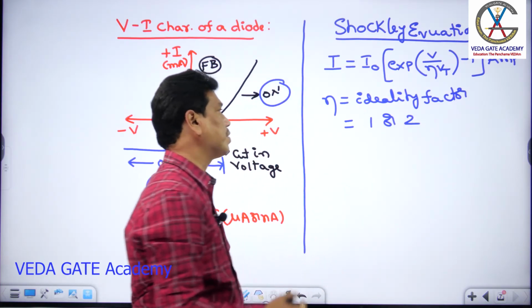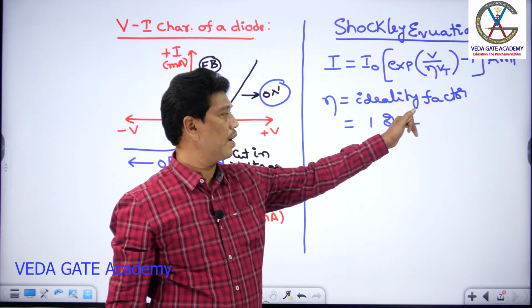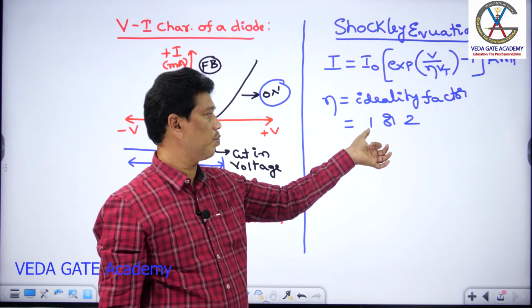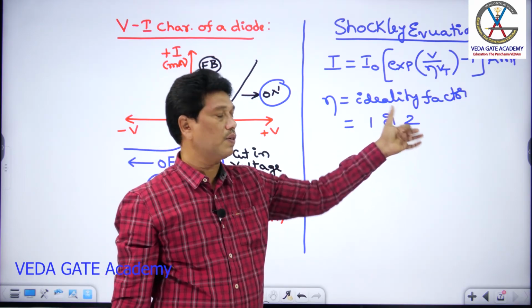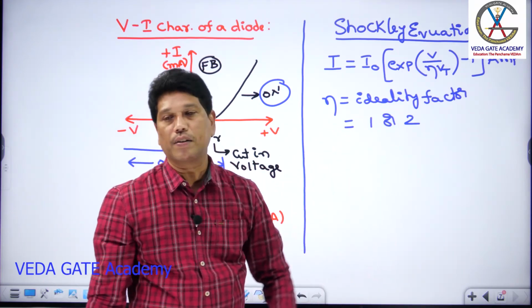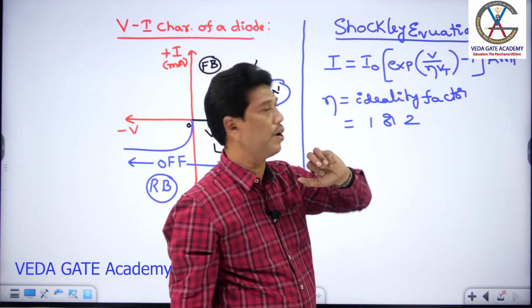How is it taken? For a junction of high conductivity it is taken as 1, and for a junction of less conductivity it is taken as 2. Probably for a germanium PN junction it is 1, and for a silicon PN junction it is 2. So eta equals 1 or 2 is the ideality factor. Vt is the thermal voltage, and V stands for the applied bias voltage.